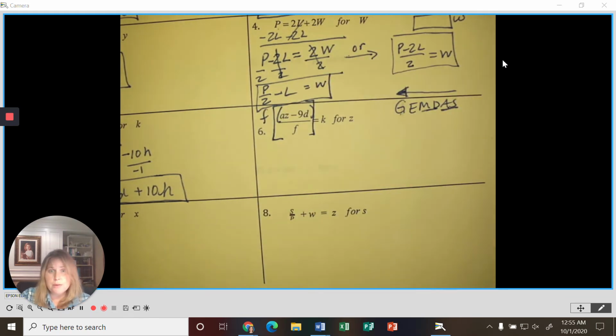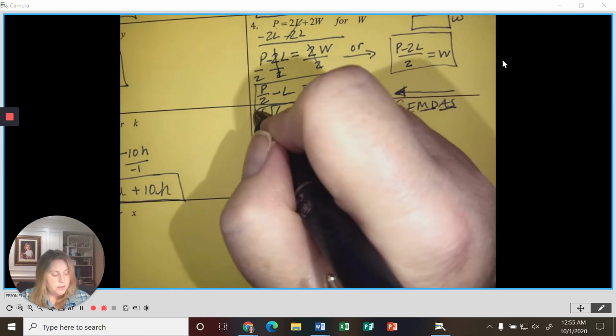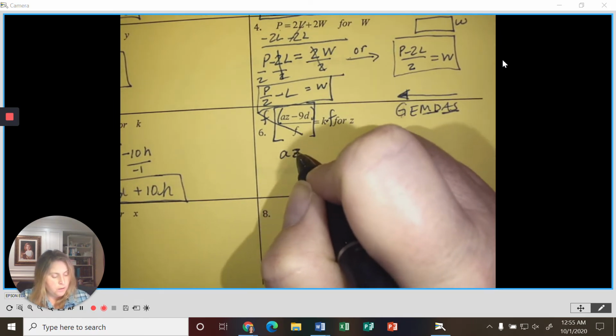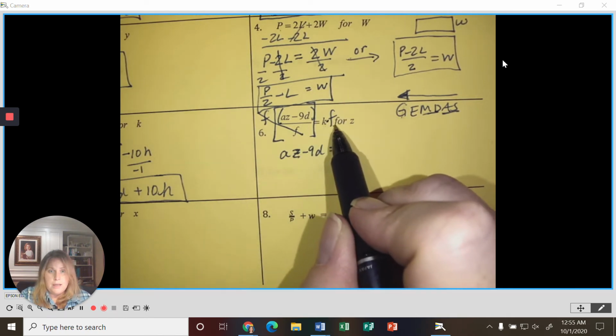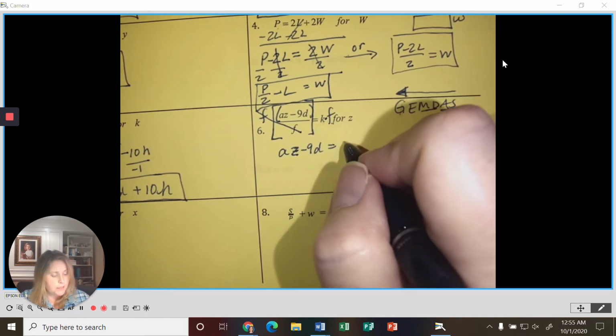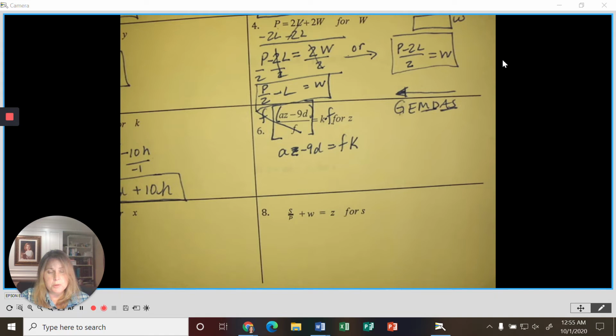And algebraically, I'm allowed to do that as long as whatever I do to one side of the equal sign, I also do to the other. So I have to multiply this side by f as well. So these f's will cross cancel, leaving us with a z minus 9d equals, and we wouldn't write kf, that's a k, yes, we would write fk because we want that to be alphabetical. And then I put a slash through the z, not to try to be fancy or European, but so that it doesn't get confused with a 2.